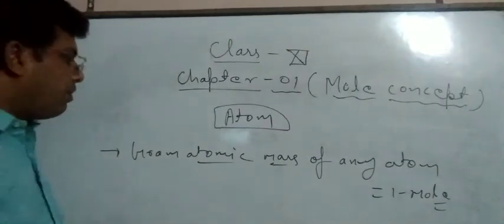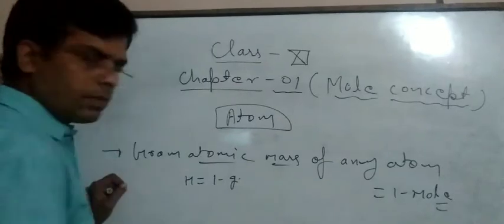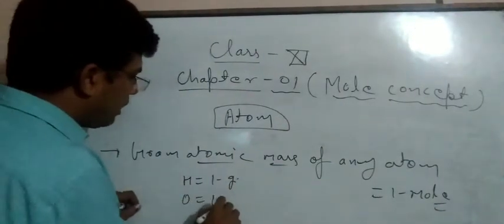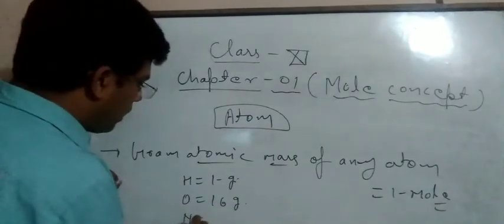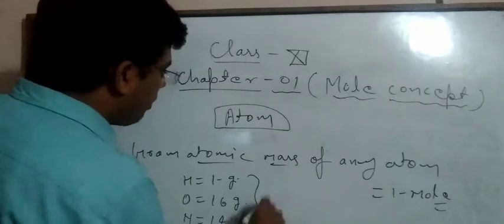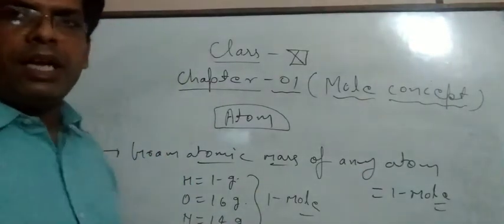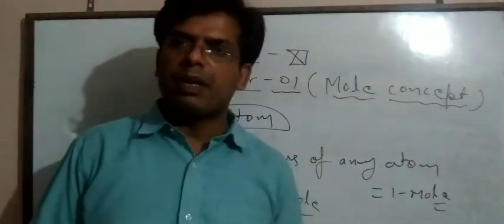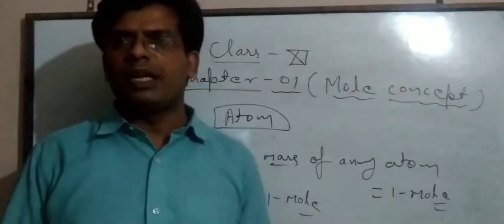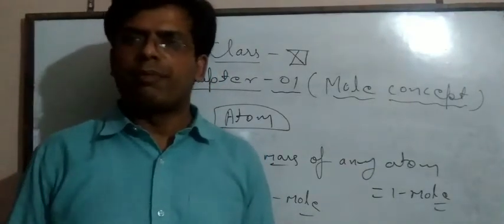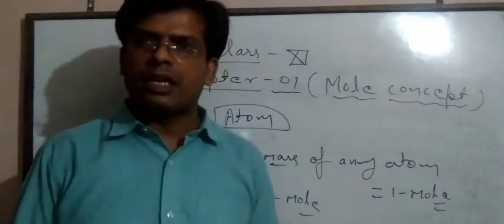Means if hydrogen atom is taken, then it contains 1 gram. If oxygen atom is taken, then it contains 16 gram. Okay, if nitrogen atom is taken, it contains 14 gram and this will be equal to 1 mole. So gram atomic mass of any atom will be equal to 1 mole. So with respect to atom, this one is the definition of mole concept.